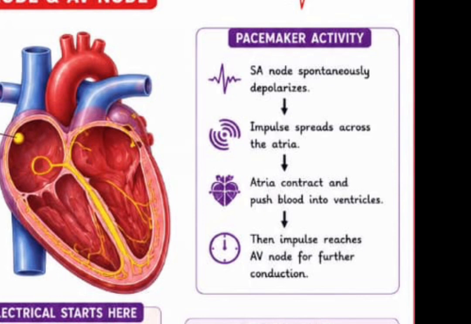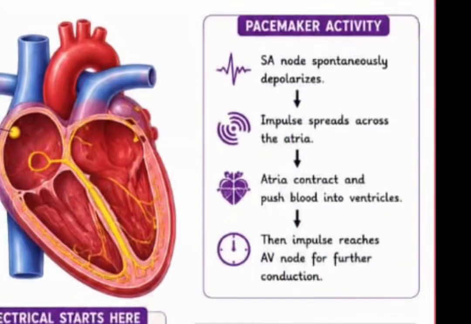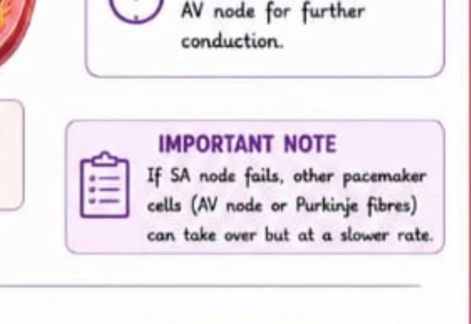Are you getting that? When it contracts and pushes blood into the ventricle, the action potential generated in the SA node goes around the atrial musculature and goes to the AV node. Are you getting it now? So when the SA node fails to generate an action potential, the next power goes to the AV node, or it goes to other conducting fibers.